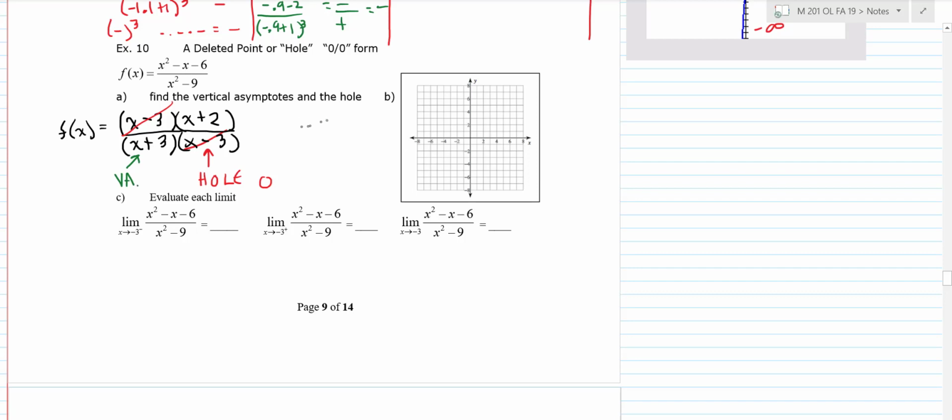So what you're going to have is, you do this in your head, a vertical asymptote is going to occur where this thing is. So x equals -3 is where your vertical asymptote is going to be. The hole is going to occur at x equals 3, and I'll show you kind of how that shows up on the calculator. So it's always the one that cancels that gives you a hole in the graph.